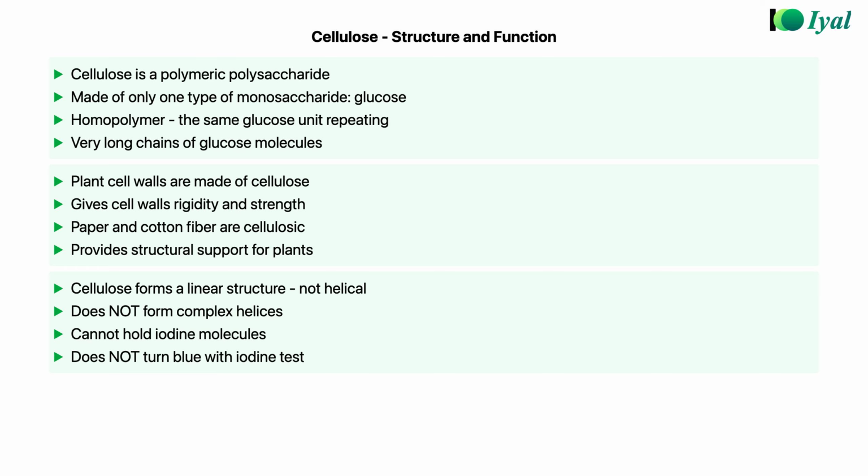Because it doesn't have that helical structure, it can't hold iodine molecules in little pockets. So cellulose doesn't turn blue when you add iodine. That's a key test to distinguish it from other polysaccharides.